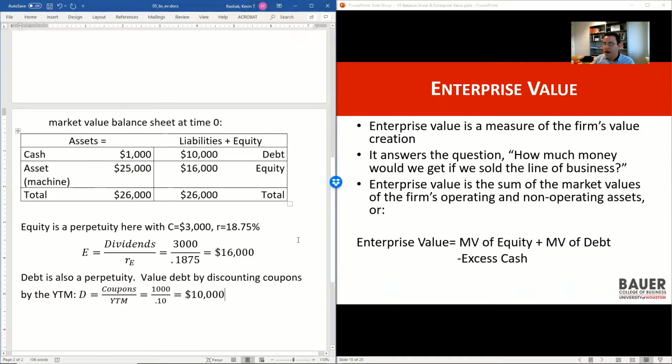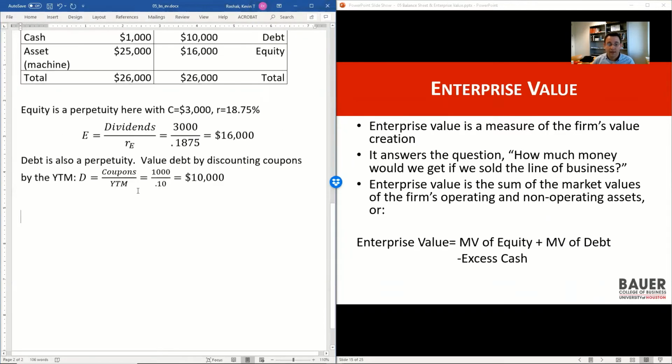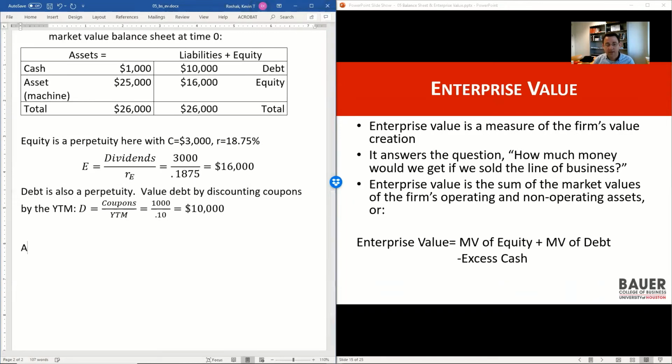So we're making a slight modification to the accounting identity. Instead of having assets equals debt plus equity, now we have, well, we still have assets, but we're breaking the assets into 2 pieces, the enterprise value plus the excess cash. That together is equal to liabilities plus equity. Okay.